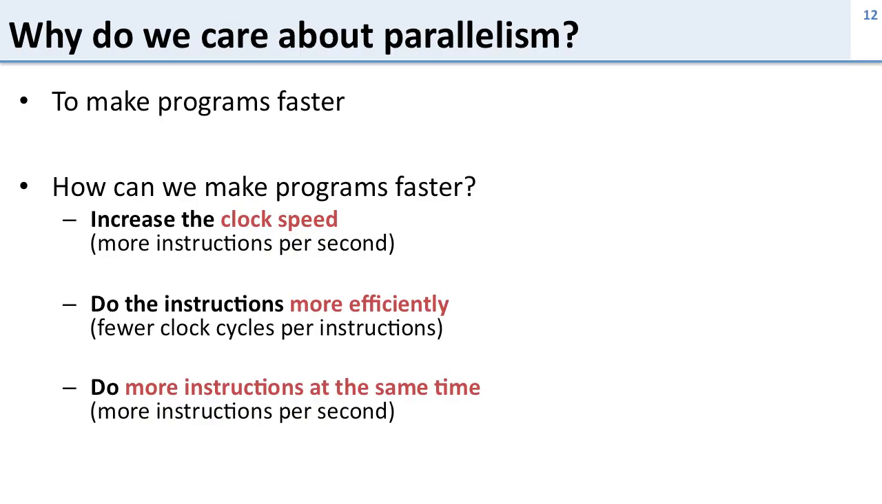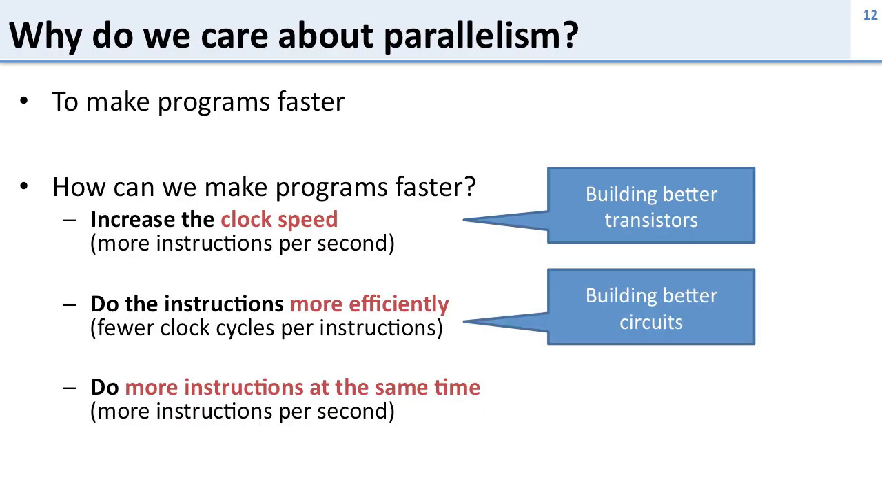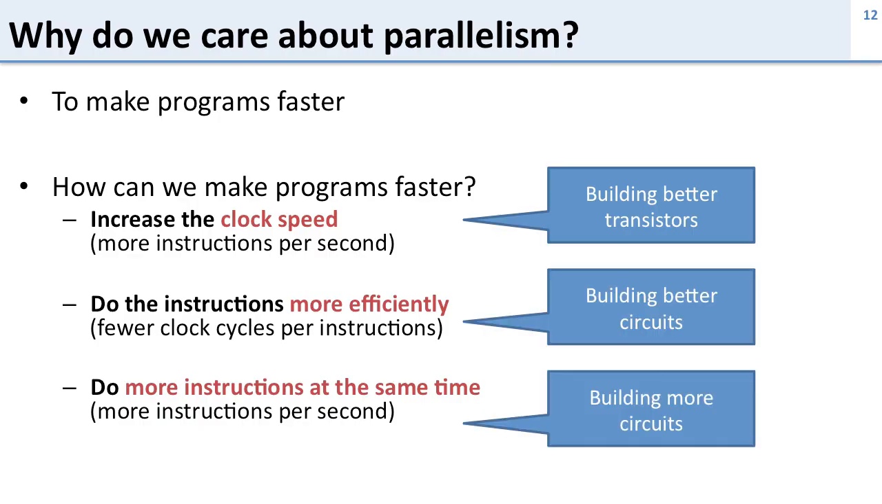We can also do more instructions at the same time. This gives us more instructions per second. And we saw this in the pipeline, where we do 5 instructions at the same time. If we look at these 3 ways of making processors run faster, the first one is about building better transistors, the second one is about building better circuits, and the third one is about building more circuits. That's what we're going to focus on in this lecture: how do we get parallelism by building more circuits, and how can we get performance from that?